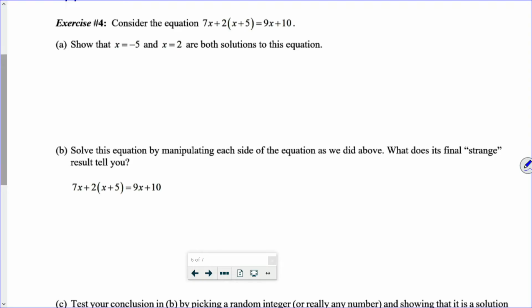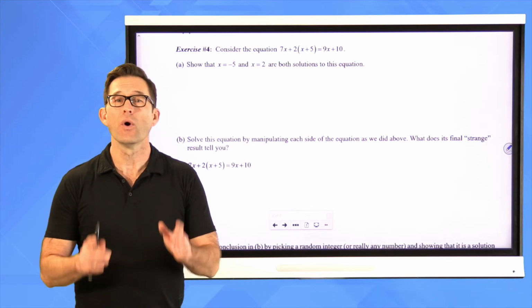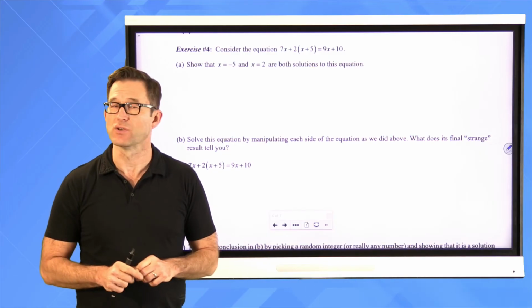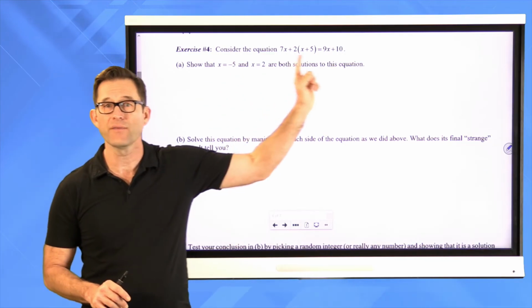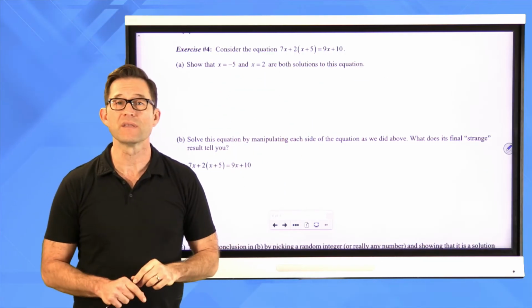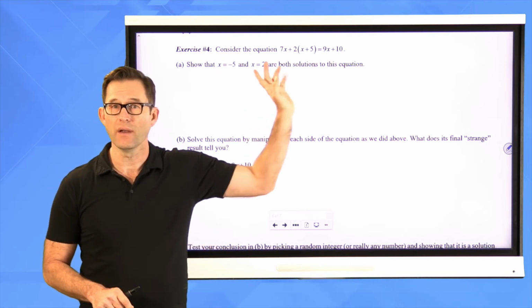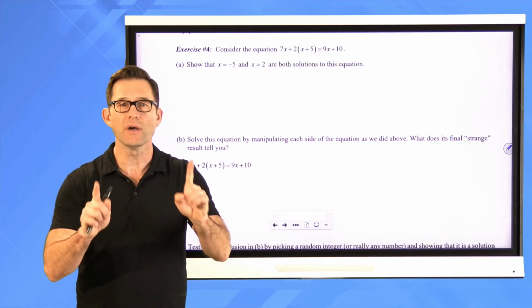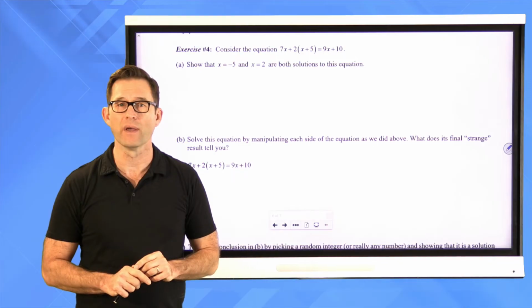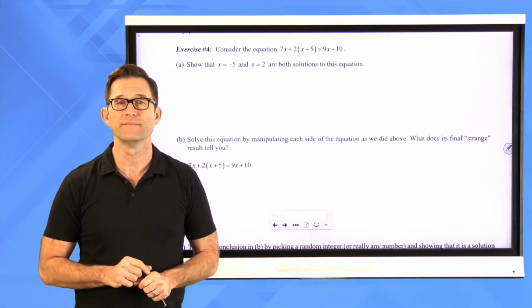Consider the equation 7x plus 2 times (x plus 5) equals 9x plus 10. Letter A, show that x equals negative 5 and x equals 2 are both solutions to this equation. All right, awesome. Well, you know how to show that things are solutions to equations. I don't want you to solve this equation. I want you to pause the video now, and by substituting in negative 5 everywhere there's an x, show that it makes the equation true. And then by putting 2 in everywhere for x, show that 2 makes the equation true. So don't solve it, just show that both values of x make the equation true. Pause the video now and go ahead and do that.